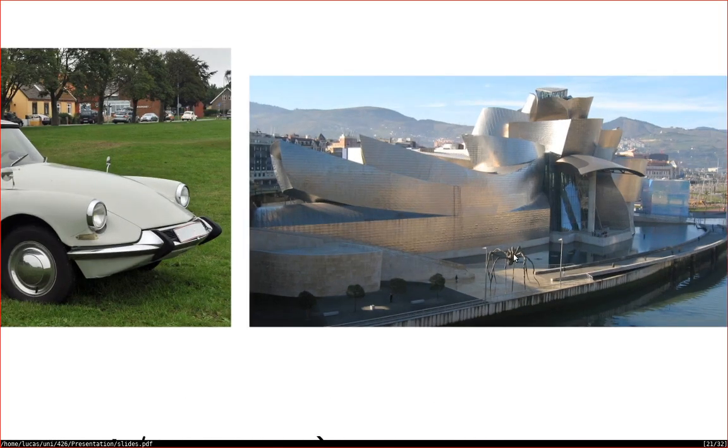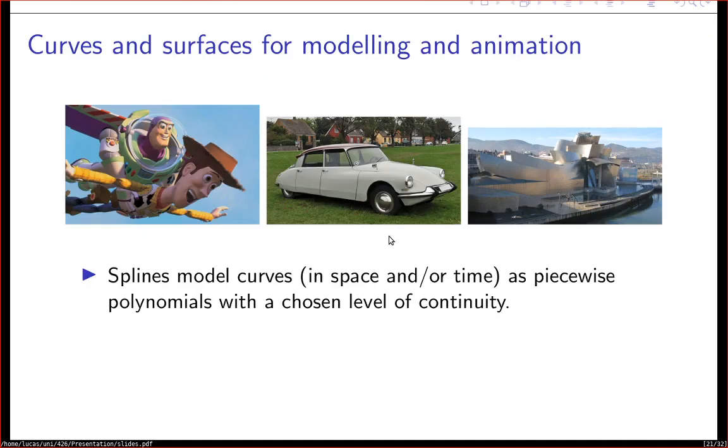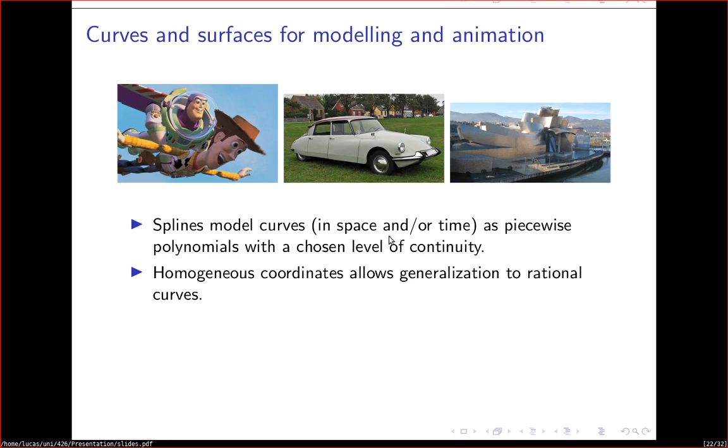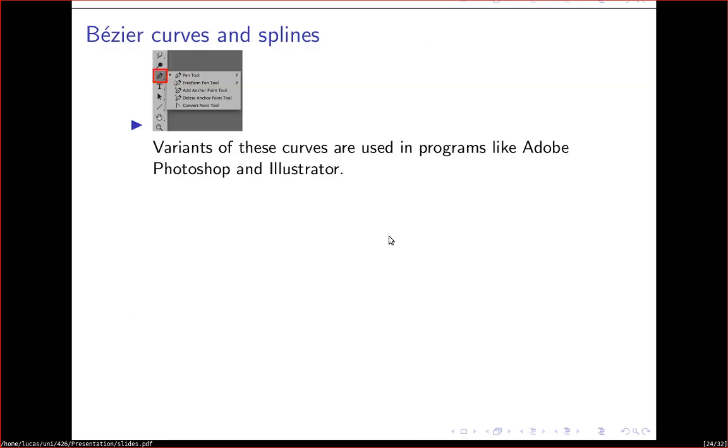I don't know why. I should probably explain what a NURBS surface is, but there's a progression of ideas that builds up to that, which I will work through. So, yeah, first of all, splines can model piecewise polynomial curves with a chosen level of continuity. You can use homogeneous coordinates to generalize those to rational curves, and then what I said about NURBS surfaces developed in the car and aircraft industries. It's a bit of history, and there's a technical definition for NURBS there.